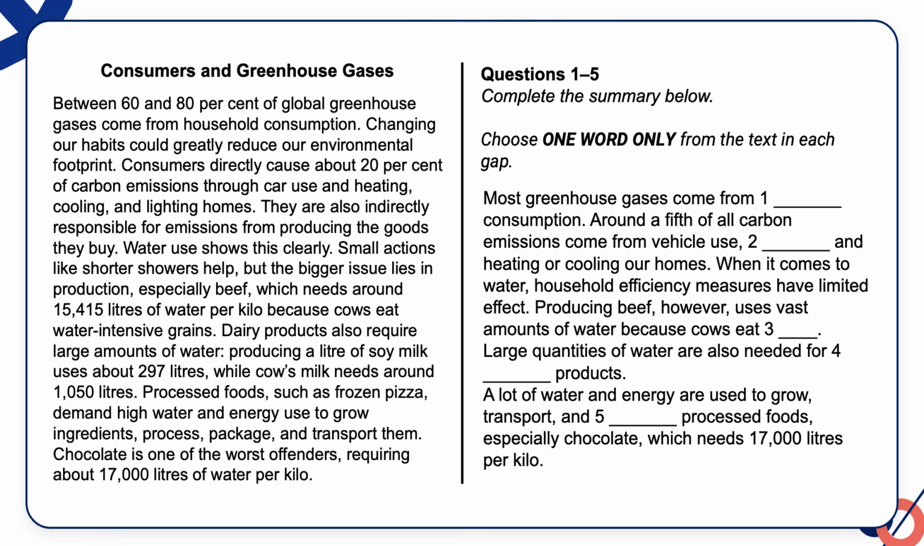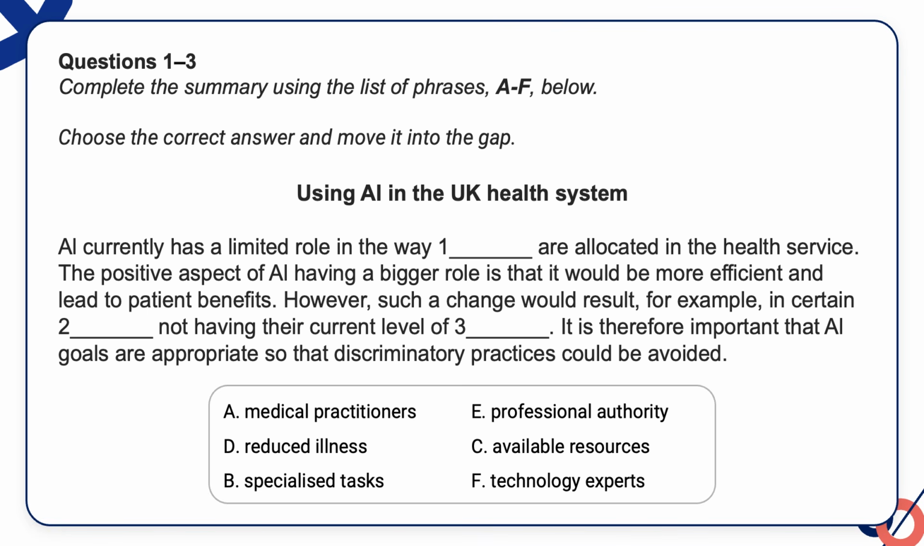Summary completion is one of the trickiest tasks in the IELTS reading test. That's because there are two versions of the task. One where you choose words from the text, and the other is where you choose words from a list. You could get either on test day, so it's best to be prepared.